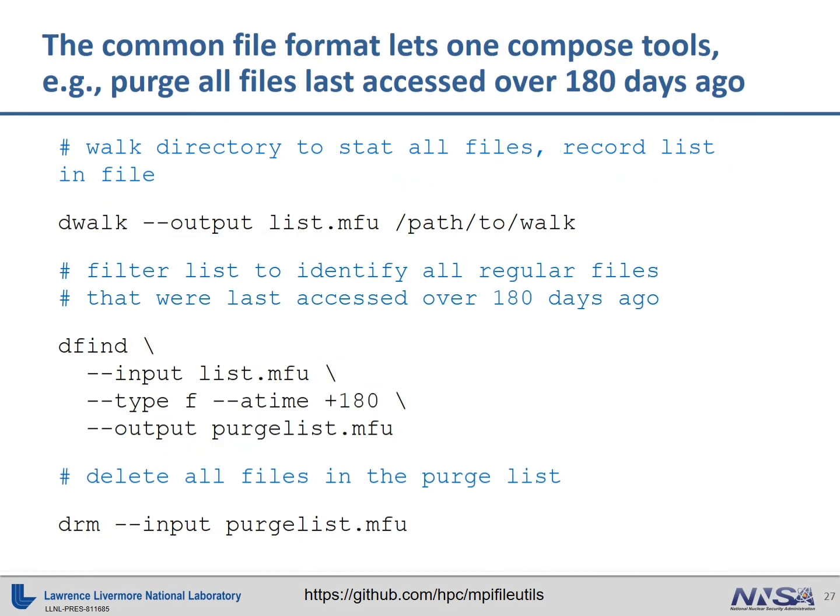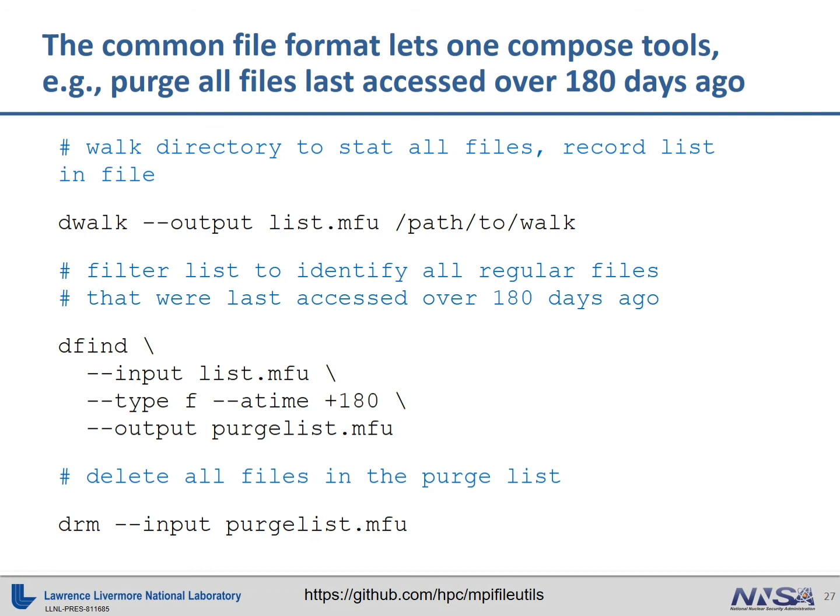One last example I'd like to give here is how you can use these input-output options in this common file format to chain tools together to interoperate. One example of that is consider that what you want to do is find all the files on your file system that haven't been accessed in the last 180 days and then delete them. Sort of like a purge operation, right? You can combine dwalk, dfind, and drm to do that operation using these input-output options.